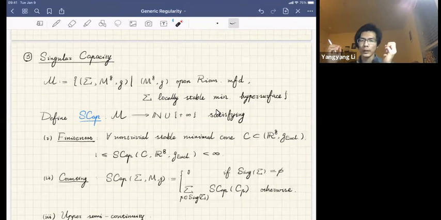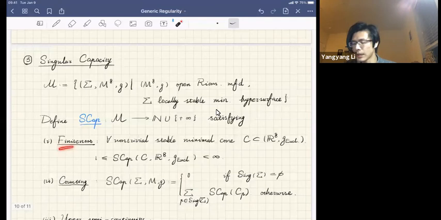If we do the blow up, the limiting ambient manifold would be the Euclidean space, and the limiting minimal hypersurface would be a stable minimal cone inside the Euclidean space. Then we take the summation of all of them. So these two properties are natural if we would like to define some good invariant, right?